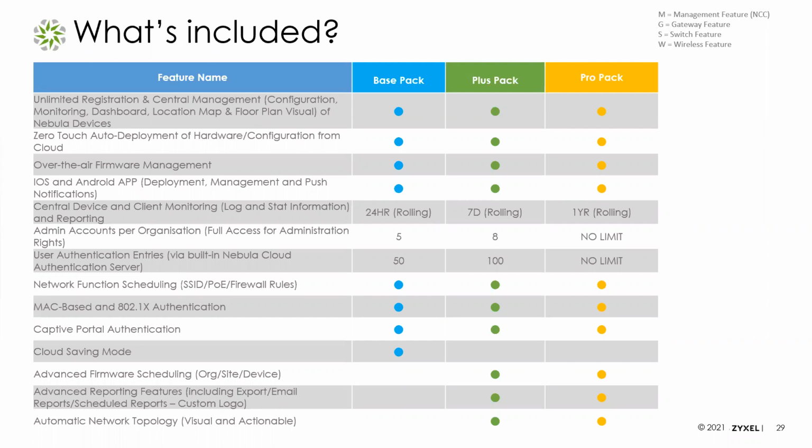All your basic wireless settings are there. Your firewall rules are there. 802.1x authentication and MAC filtering are there in all versions. Captive portal is there in all versions. So one of the areas where we start to see some differences is going to be advanced firmware scheduling.